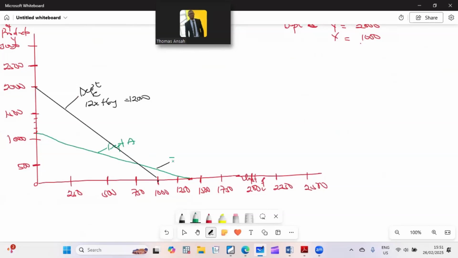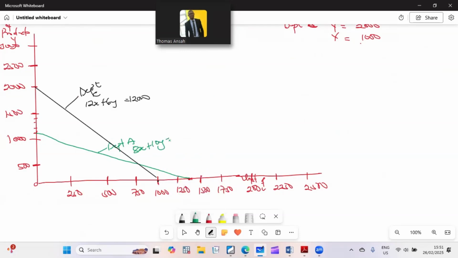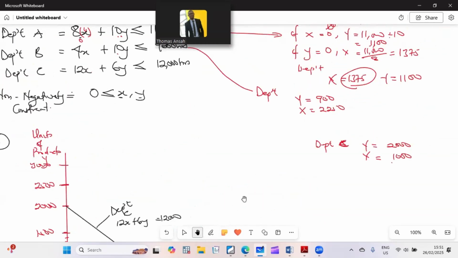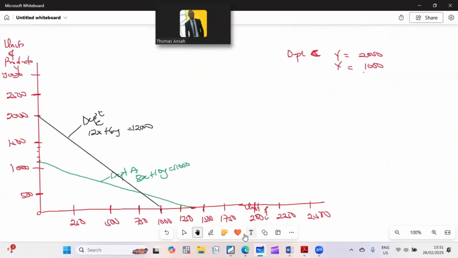So 8x plus 10y, that's 11,000 hours. Okay, then department B is 900 and 2,250. So 2,250 is here.